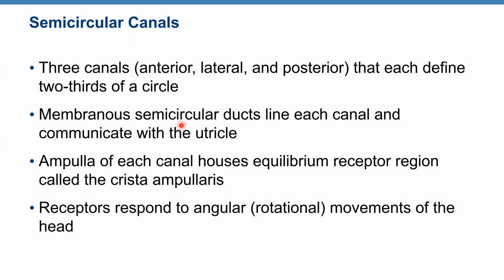Now, inside these membranous semicircular ducts, we have a sensory structure, right? And this sensory structure is called crista. So first is the ampulla, and inside the ampulla, we have the crista ampullaris that has these receptors for equilibrium and movement. And semicircular canals and crista ampullaris respond to rotational movement. This is where you move your head, or when you are turning around, right? Rotational movement.